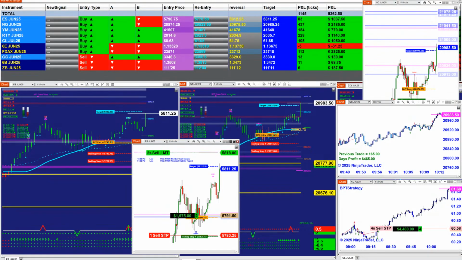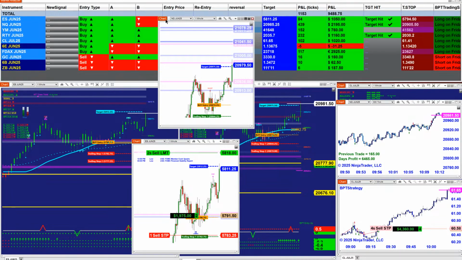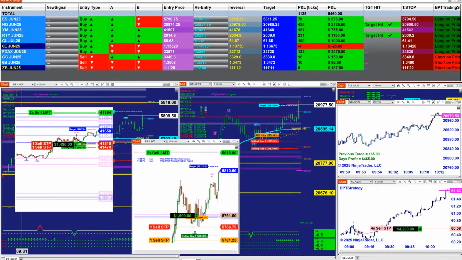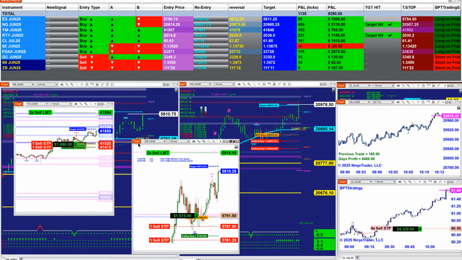I'm going to extend it to the 58, and we closed the Nasdaq. The Nasdaq hit the target and we are done with it, so we're going to put it on the side. We still have the YM also, coming from the market analyzer. I'm going to extend it a little bit.